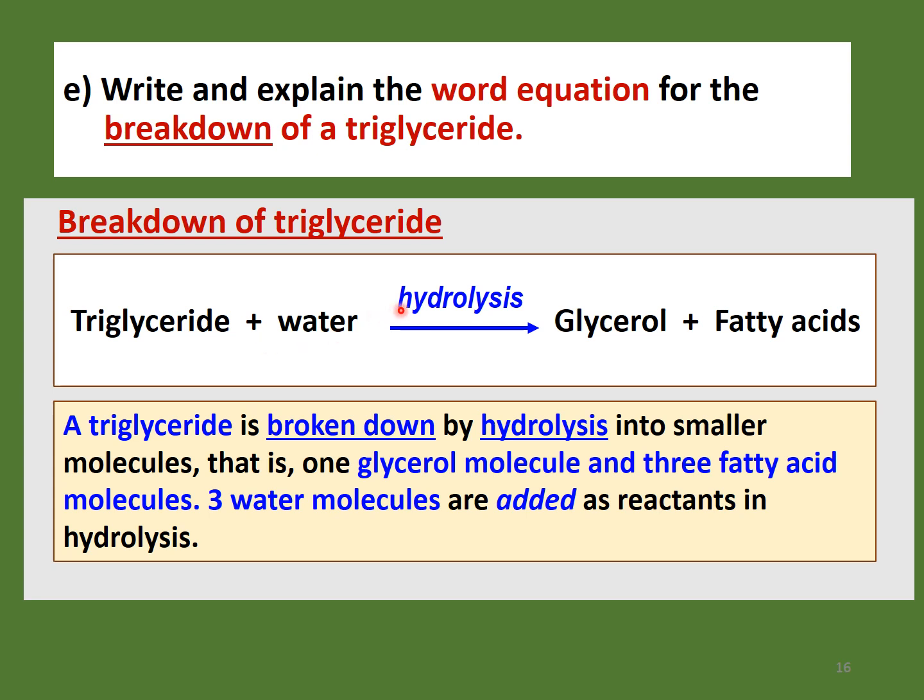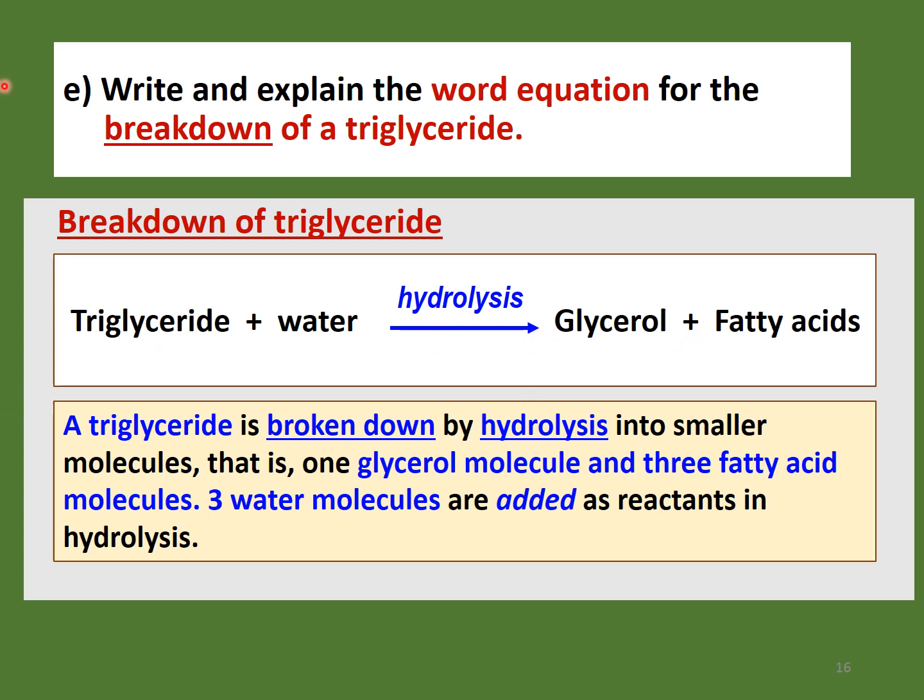Always remember for hydrolysis, I told you that you can imagine there's a hydro and a lysis. The word hydro means water. It means water must be on the left-hand side of the equation to show that it is a reactant. Lysis means breakdown, so it's on this side. It means the final molecules must be smaller than the original molecule, because it's a breakdown process.